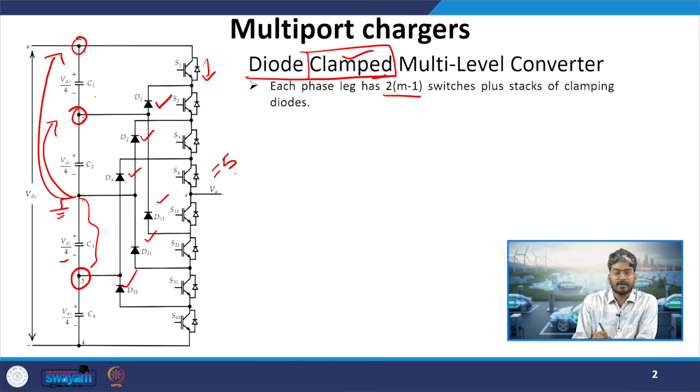So here we are considering a 5-level converter. There will be 2 into (m minus 1) switches in the converter. So what is the meaning of this? We have a per phase leg shown over here. Now we are considering m to be 5, so m minus 1 is 4, into 2, so it will be a total of 8 devices. If you count, we have S1 to S4 and S11 to S41. So we have 8 devices as we have considered a 5-level diode clamp circuit.